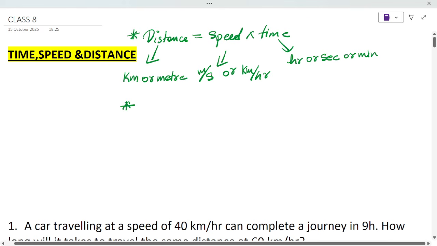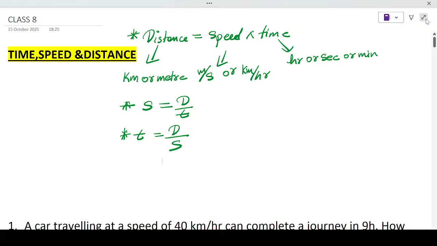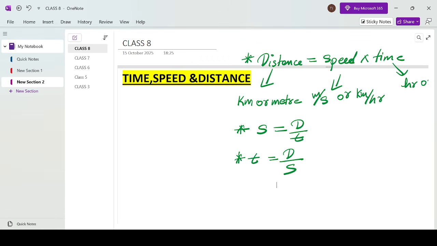For example, S is speed, so from the speed definition, time will be sent to the other side, that means distance by time. Similarly, for the time definition, the distance will be sent to the other side, then this will be distance by speed again. So while keeping that in mind, let's try to approach some questions for our exam.